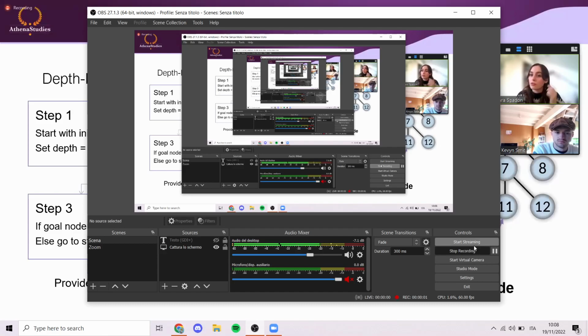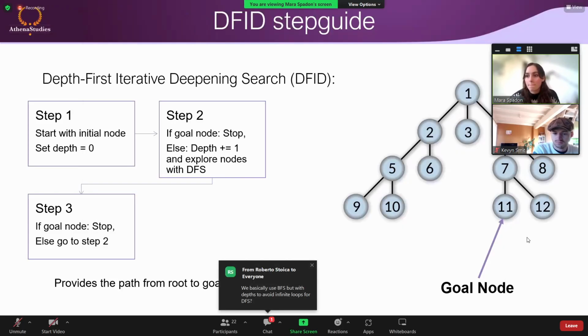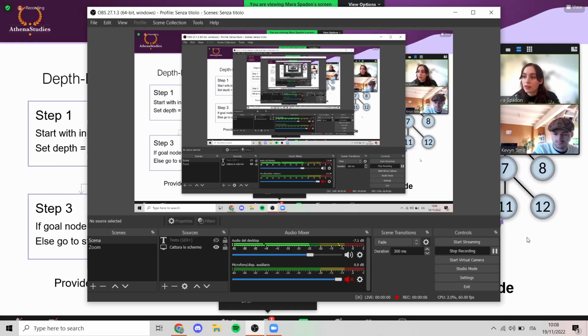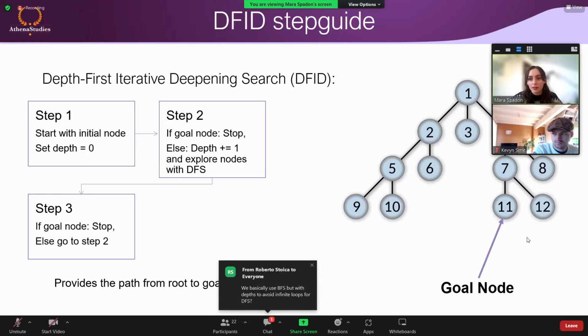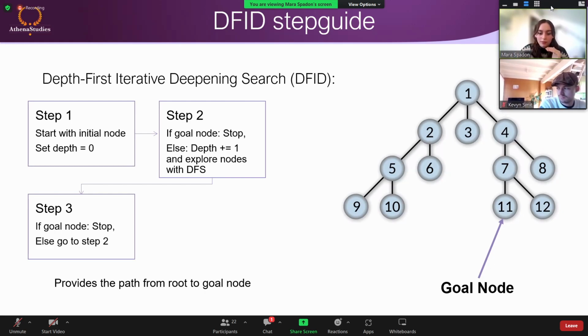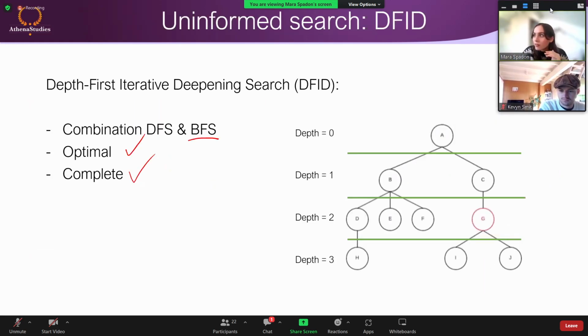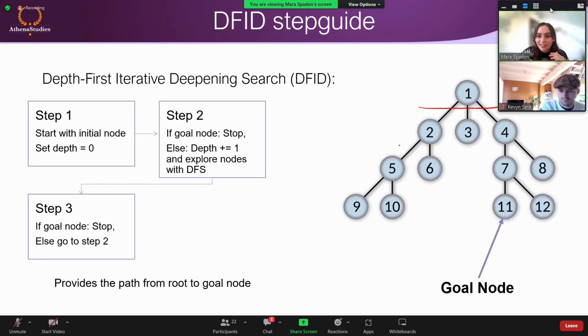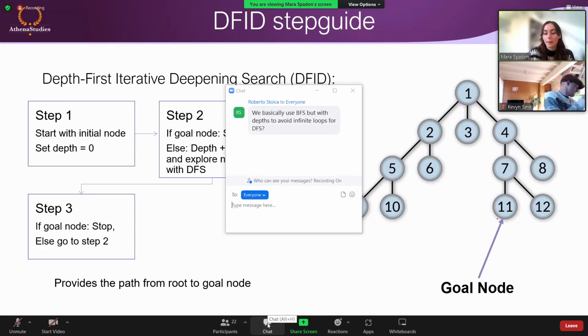Optimal as well, then you could use this one. We basically use breadth first search with depths to avoid the infinite loops. Exactly. It is a depth first search, but because of the borders we have, we do indeed avoid the infinite loops. Yes. Step 3, of course, if it is the goal node, we stop and else go to step 2 until we find our goal. Okay.